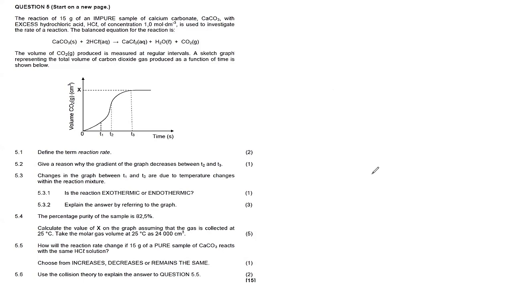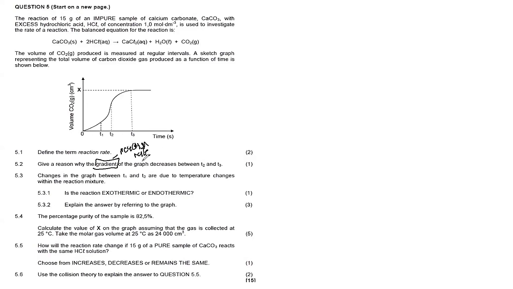So we are given 5.2. It says, give a reason why the gradient of the graph decreases between T2 and T3. Remember, when we speak about the gradient, I said we are mainly talking about the reaction rate. So when we are asked anything on the gradient, we know that that refers to our reaction rate. Remember, when we are looking at the rate of reaction, we are simply looking at the gradient of the graph. So we say the steeper the graph is, that indicates a higher reaction rate, and the less steep or smoother the graph is, then it indicates a lower reaction rate.